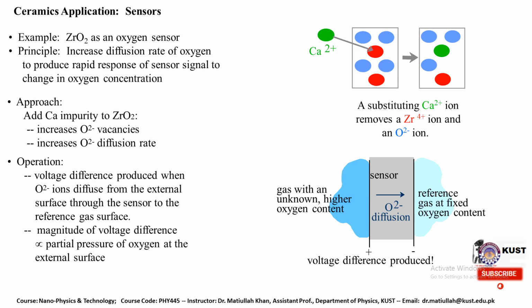In this sensor, basically a voltage difference is produced when oxygen ions diffuse from the external surface through the sensor to the reference gas furnace. The magnitude of the voltage difference in this case is proportional to the partial pressure of oxygen at the external surface. So this is some of the principle behind these particular sensors that are widely used.